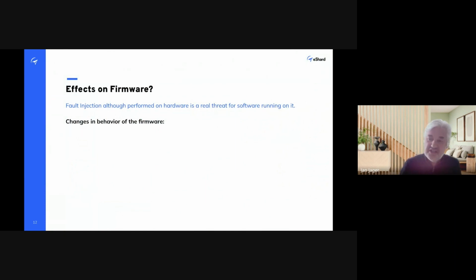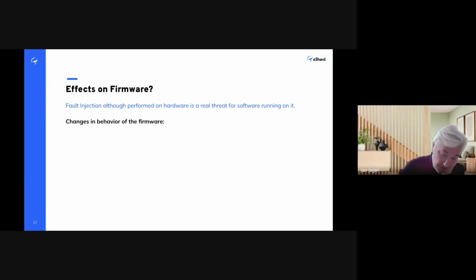So what are the effects of fault injection on firmware? You have understood now that it is possible to tamper with the hardware and to inject faults by changing the operating conditions of the hardware. But firmware is software, so why is it affected by this? Basically, it is quite easy to tamper with if you have access to the device, and most of the time it is possible. You can actually change the behavior of the firmware by attacking the hardware.